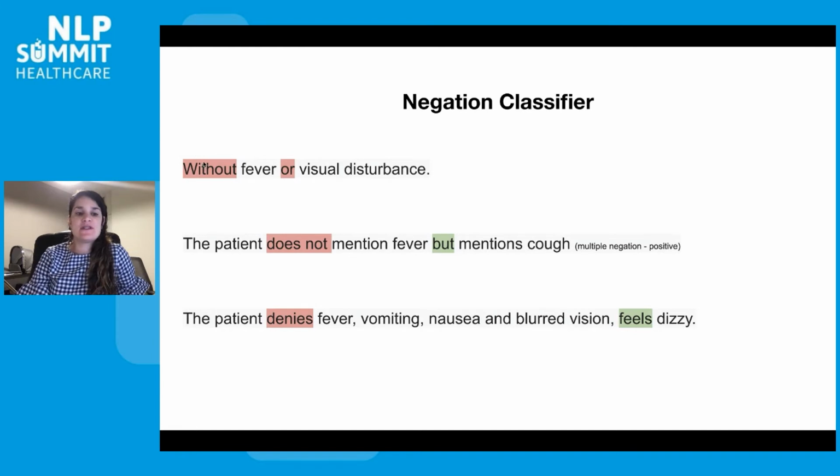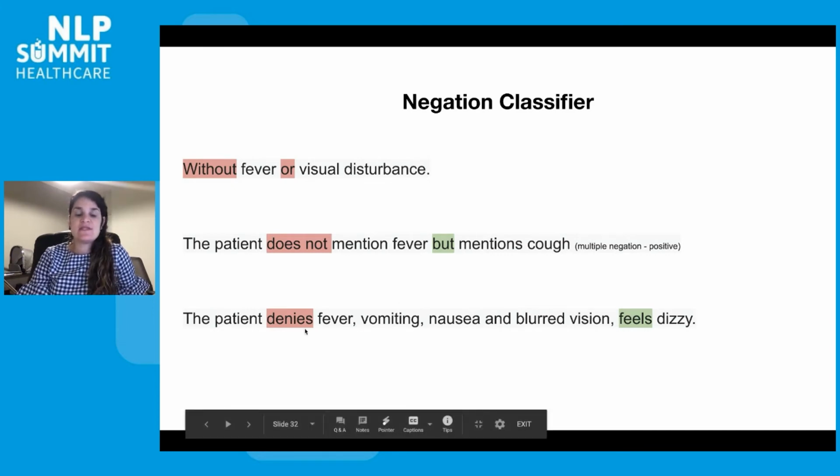If we take a look at these examples, we have "without fever or visual disturbance." So the concept fever is negated because of the word without. Visual disturbance is negated as well because of the word or, that continues the negation of the word without. "The patient does not mention a fever, but mentions a cough": so fever is negated, but the word but cancels the negation for the word cough. We have multiple negations that become positive.